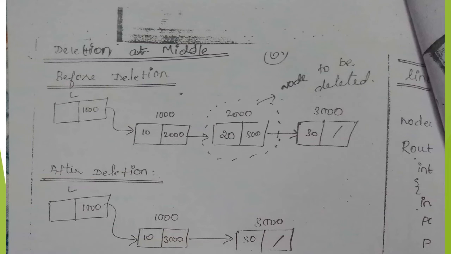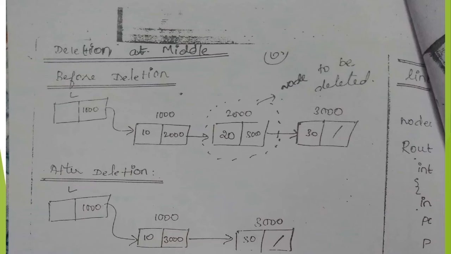Next one is deleting a node at the middle of the list or any position of the linked list. Here the node to be deleted contains the value 20 and its address is 2000. In our subroutine, we assumed the previous node name is Q. So based on that, Q stores the address of P, which is 2000.